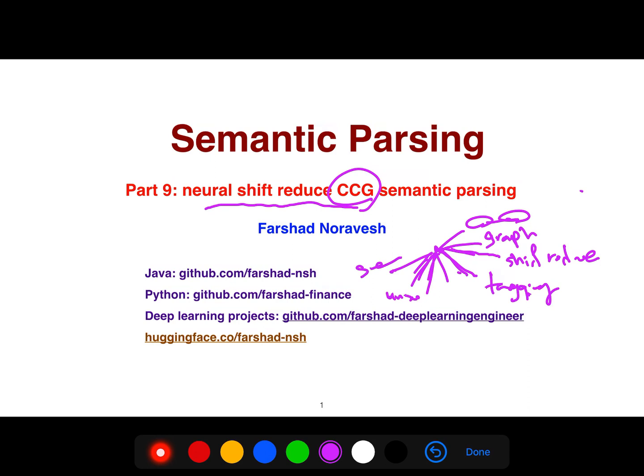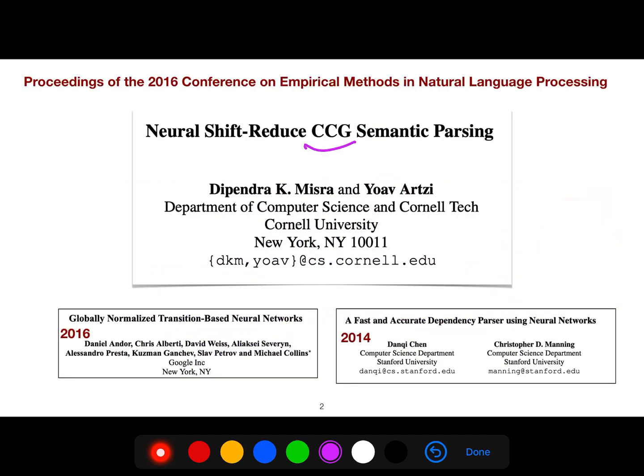So there are many approaches to handle semantic parsing, but this CCG was invented by great people at Edinburgh University in Scotland. And this article is from 2016. So if you like this article, I predict that with high probability you will also like these articles as well.